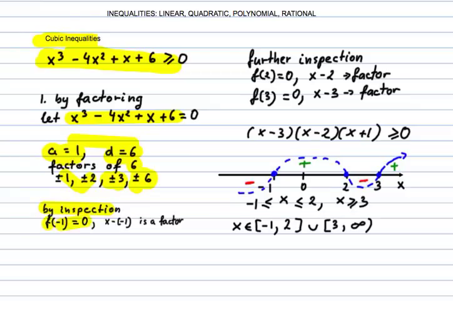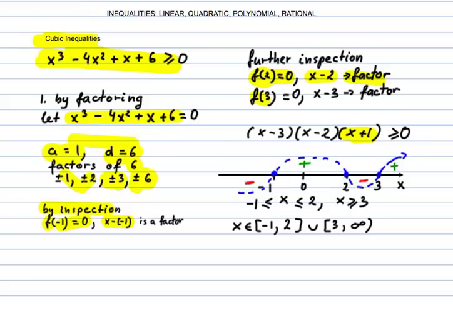So this is why at -1, the value of the polynomial is 0. So x minus -1, which is x plus 1, is a factor. Then you do this further by inspection using the value of x equal to 2. And that gives you the value of the polynomial 0. So therefore x minus 2 is another factor.